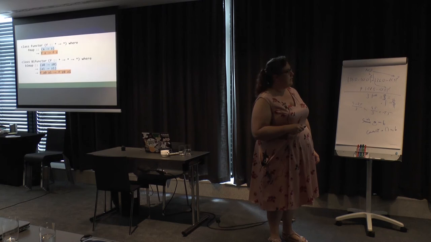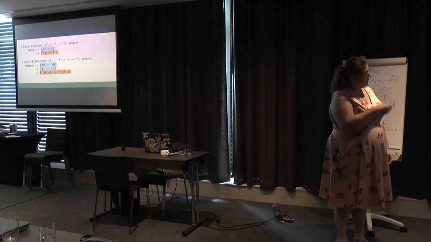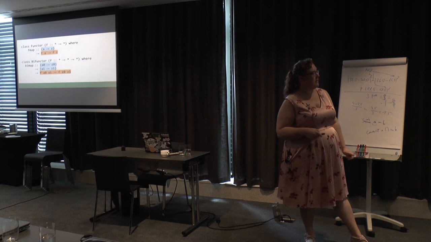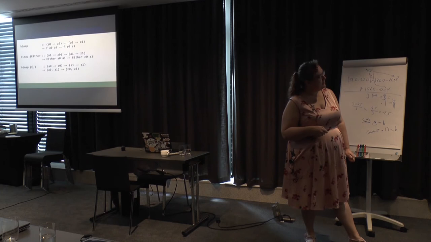All right, we looked at bifunctor the day before yesterday. Let's just quickly review it because profunctors are bifunctors. I don't think we need to spend a lot of time on bifunctor because it's sort of just two fmaps, right? So we're acting on two outputs now, and that's really all. So we saw how bimap works for either and for tuples, right?